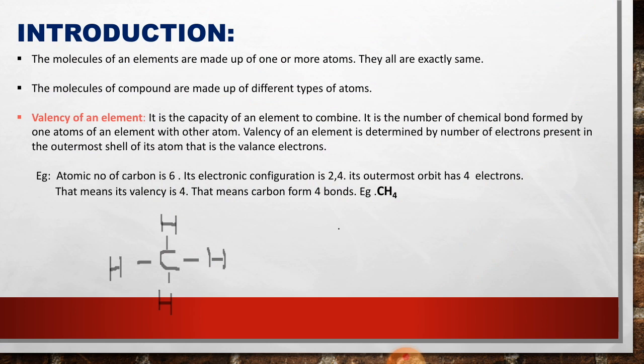Let me introduce one example. You all know the atomic number of carbon is 6 and its electronic configuration is 2 and 4. That means its outermost orbit has 4 electrons. So its valency is 4 and carbon forms 4 bonds. I have taken an example of CH4, that is methane. Carbon is at the center and it forms 4 bonds with hydrogen atoms. It has the capacity to form 4 bonds, that means its valency is 4.